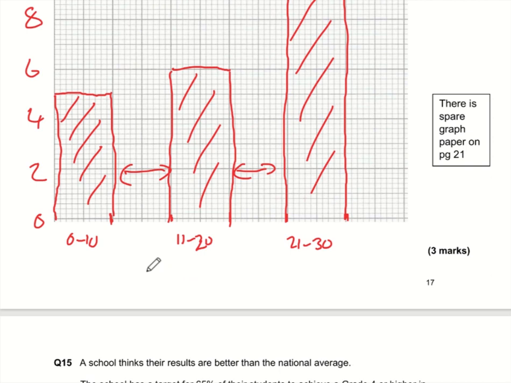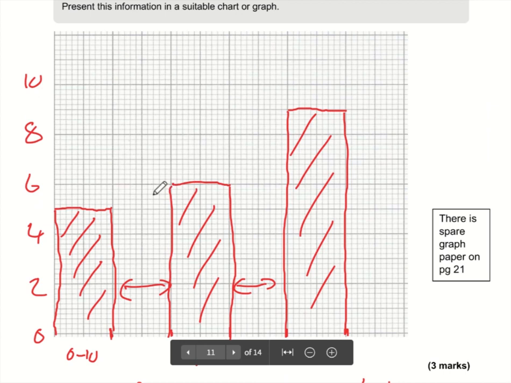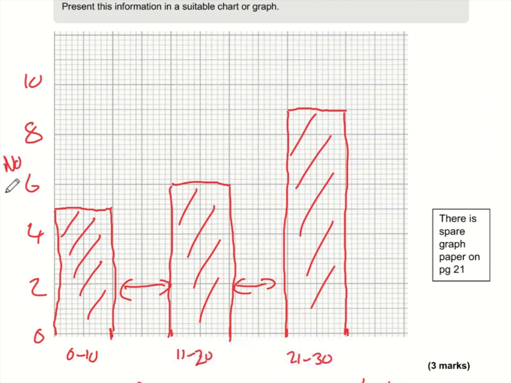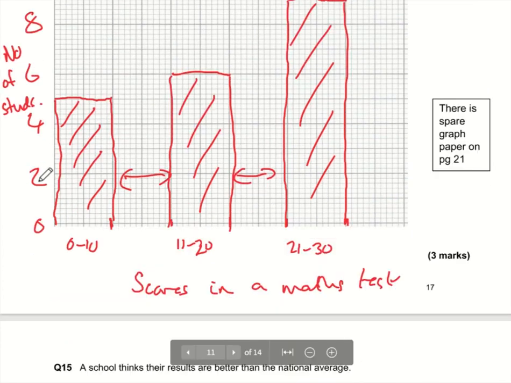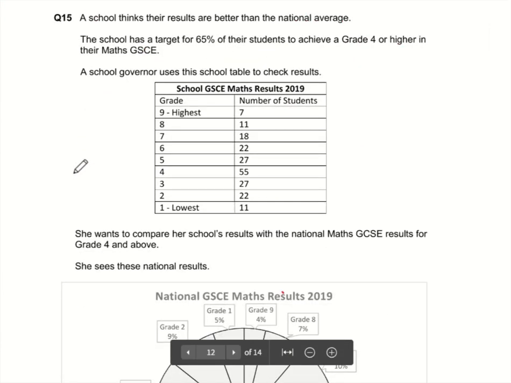the axes. So this is going to be the scores in a maths test. And these numbers up here represent the frequency, or perhaps even easier to understand is just the number of students. I'll just abbreviate it to studs. There we go. Okay, so question number 15.